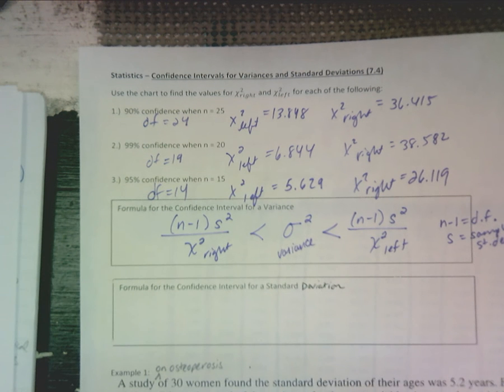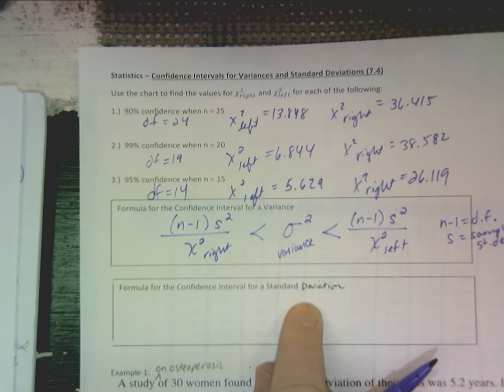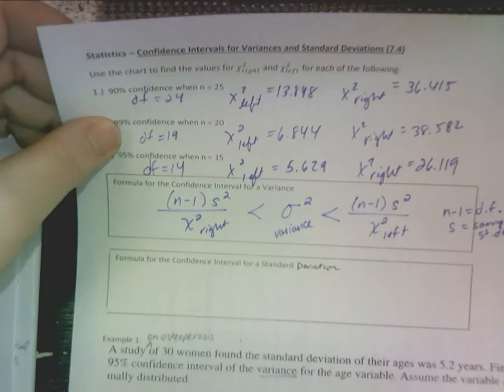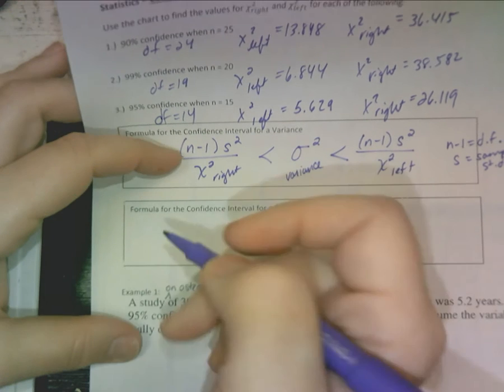So if they're asking, they're going to ask for two things today. They're going to say, find the confidence interval for the variance. That's what you do right there. So then what would be the formula to find for the standard deviation? What do you think would be the only thing? We square root it. That's right. Good job, y'all. Good job, Jack. I heard you.